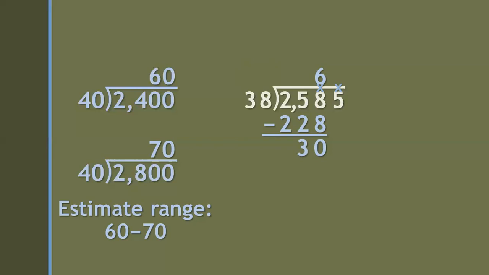Now, if you ever get a remainder that's larger than your divisor, then you simply need to go up and adjust your quotient to a digit up and redo your math on that section.